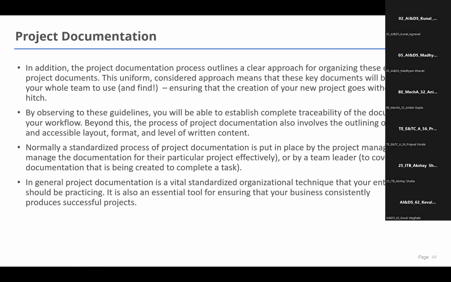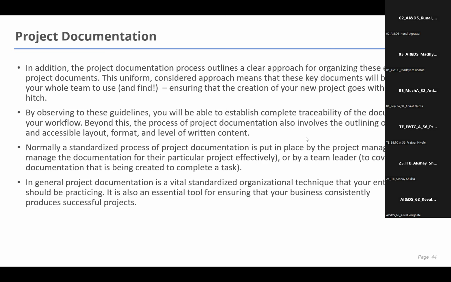Yes, and can anyone also tell me what is important? If documentation is not there, what could be your challenge? What could be a challenge? Why do people insist on documentation? Companies, big companies especially, have a lot of documentation. Can anyone tell me? The bigger the company, the more the documentation.